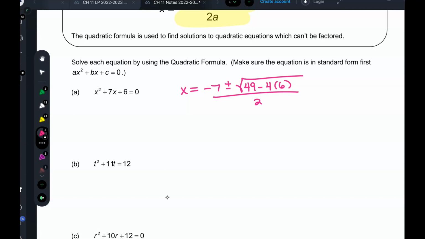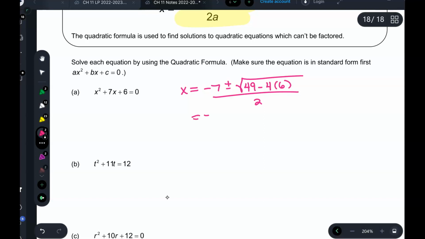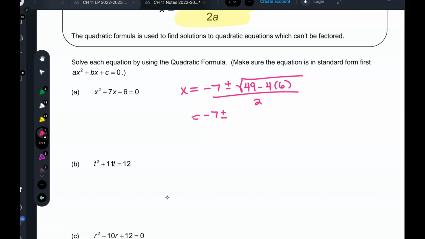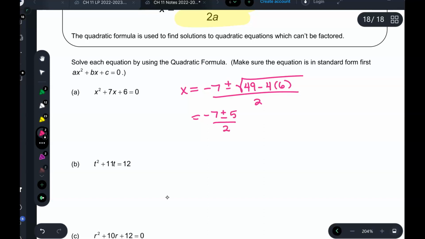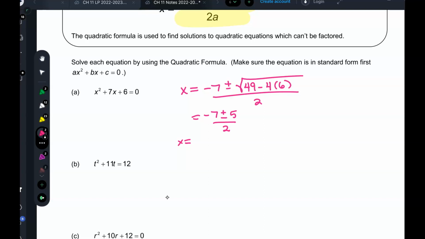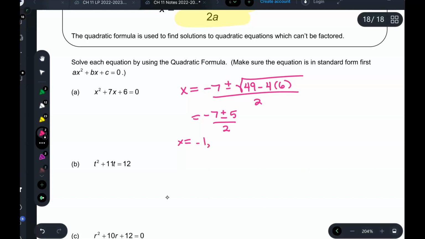So 49 minus 24 will give us 25 under the radical. It'll be square root of 25, which will be 5. Okay, so that's going to give us 2 answers. So we have negative 7 plus 5, which would be negative 2. Negative 2 over 2 is negative 1. Or negative 7 minus 5, that would be negative 12 over 2.